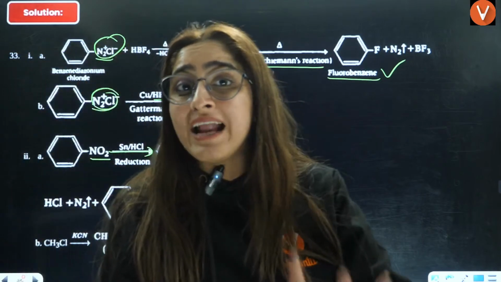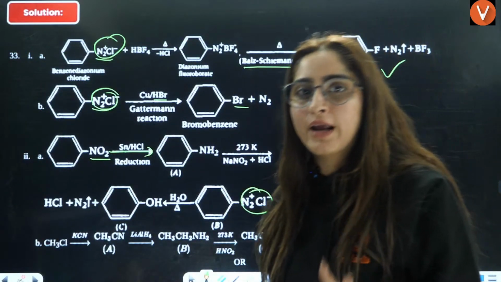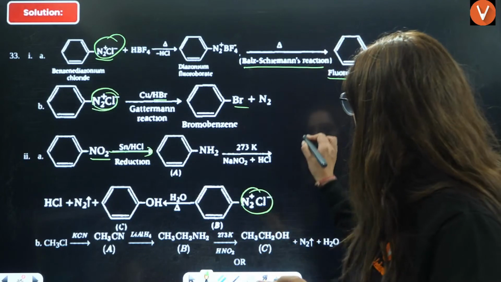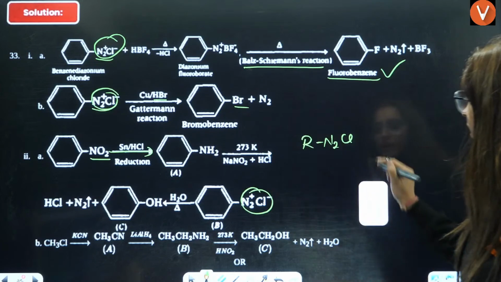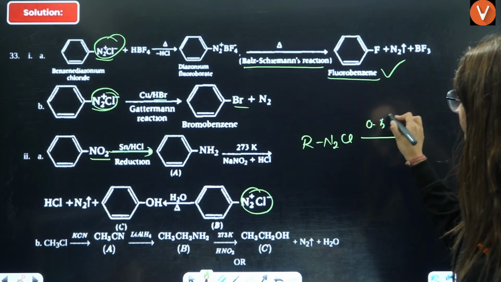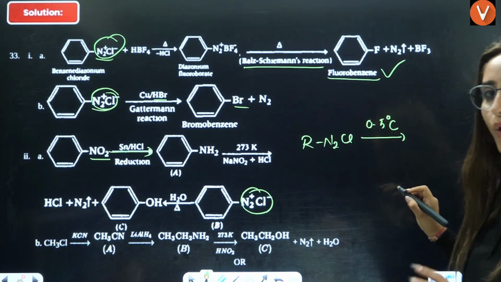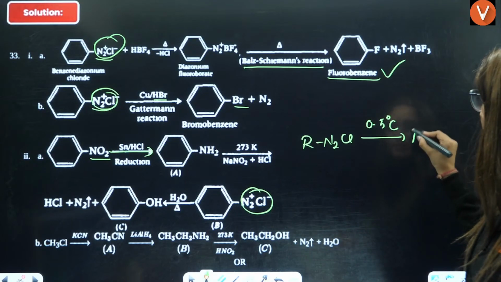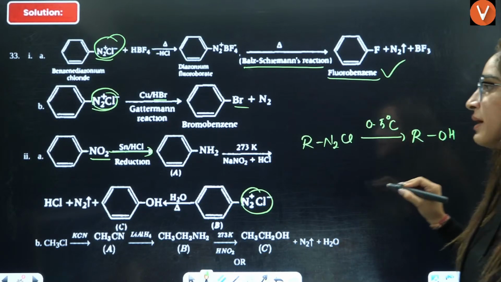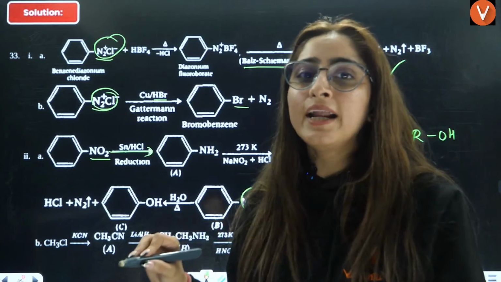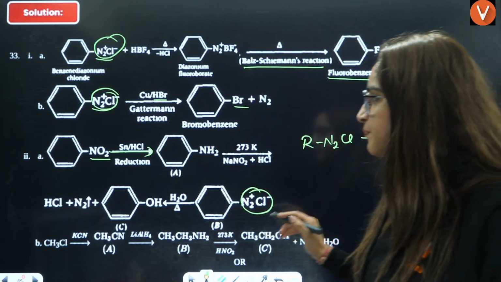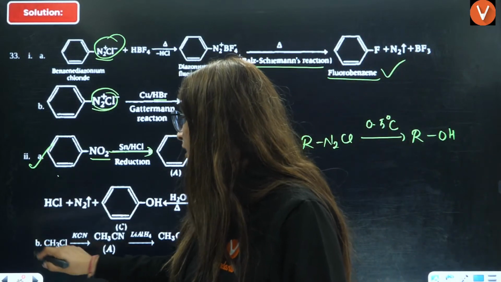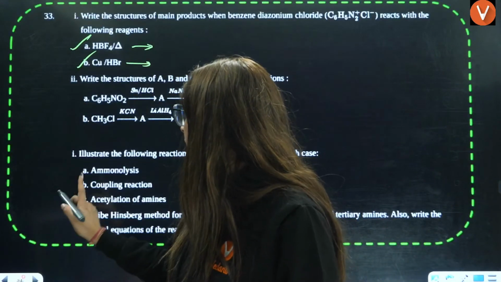But in the case of alkyl diazonium chloride, that means if you have RN2Cl, even at 0 to 5 degrees Celsius this will be converted to ROH. But in aryl diazonium chloride, you need to increase the temperature, you need to warm it. Okay, done. Next, I think the B part is given to you.